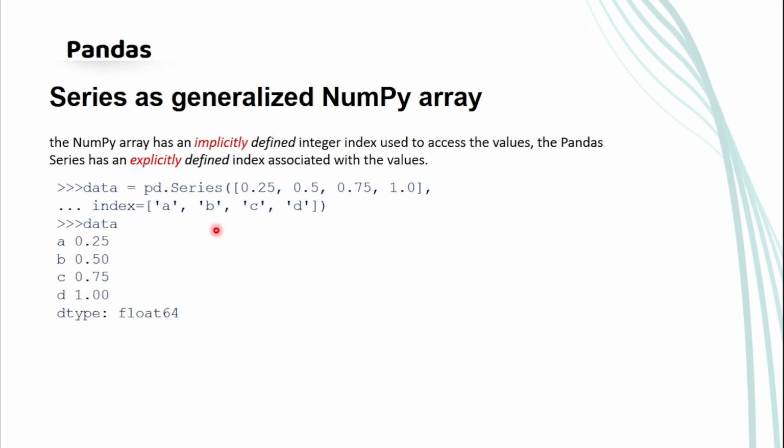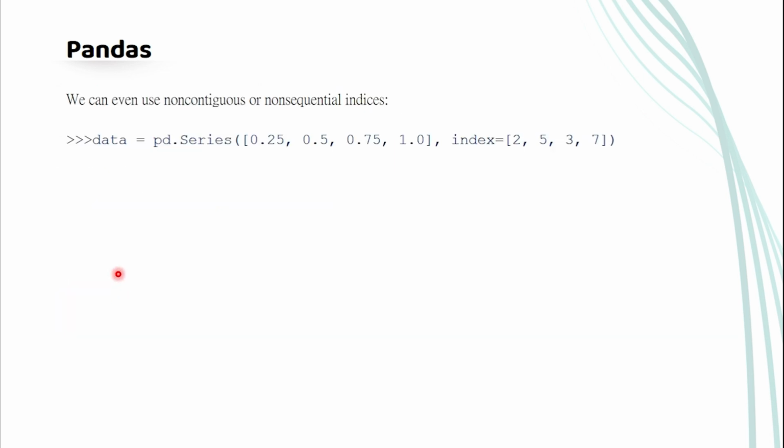So we can create the pandas Series like this. For each value, we have an index. Here we can see the index is not 0, 1, 2, 3, and we can assign new names to the index, such as A, B, C, D. We can use the same bracket notation with the name of the index to access the value. So we can access data B, and here data B is 0.5.